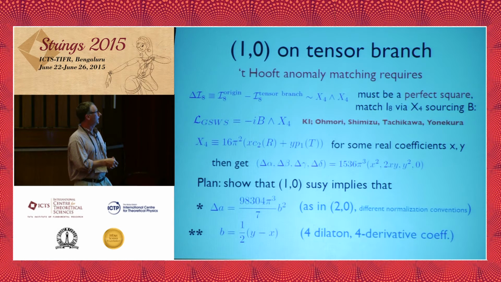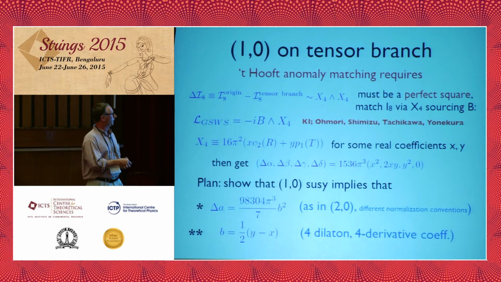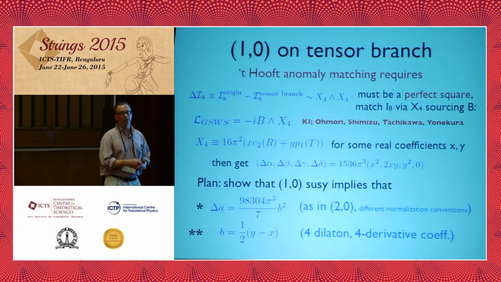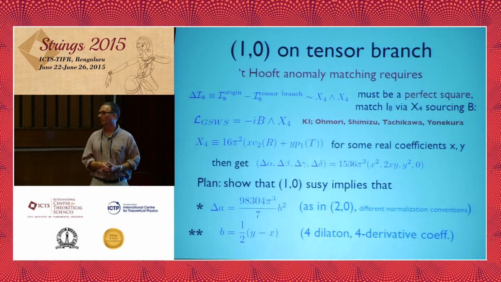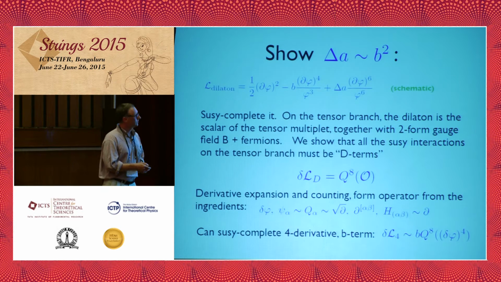So the plan is to show that 1,0 supersymmetry implies that the change in a, just by using 1,0 supersymmetry, is proportional to b squared, exactly as in the 2,0 case. This looks like an ugly coefficient, but it's actually the same coefficient as in the 2,0 case, just with some different normalization conventions. And also that this coefficient b that entered in the dilaton analysis is related to these coefficients x and y in the change in the anomaly polynomial. Okay, so first, to show that the change in a is proportional to this b squared.